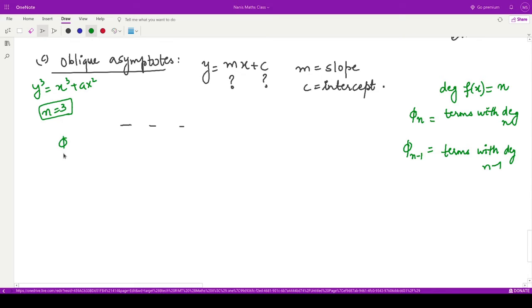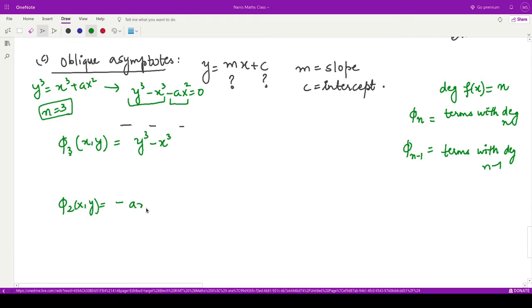And we construct this phi 3 of x and y, which would be all the terms having degree 3. You could shift all the terms to the left hand side, so you would have y cube minus x cube minus ax square is equal to 0. The terms with degree 3 are y cube minus x cube. And phi 2 of x y would simply be all the terms having degree 2, so it would be minus ax square.